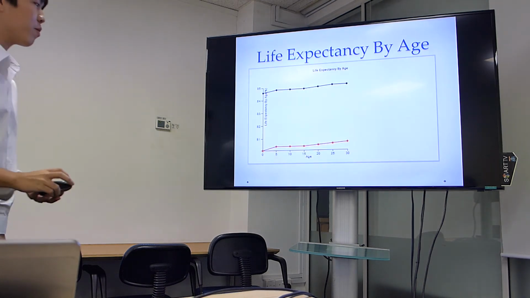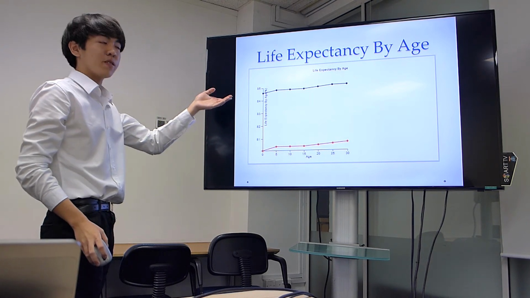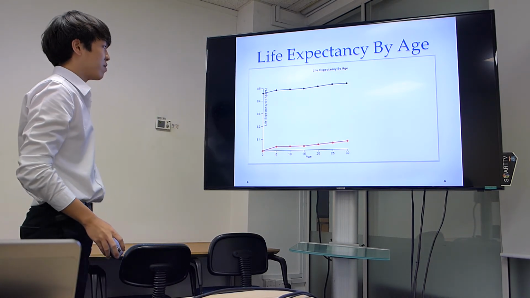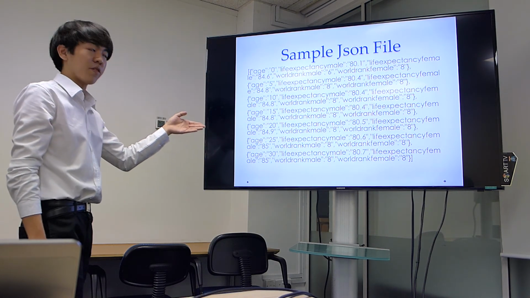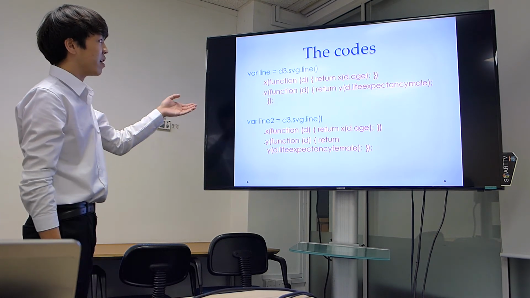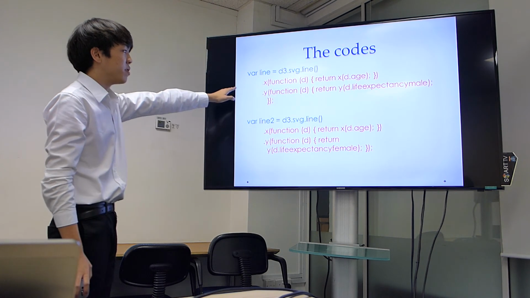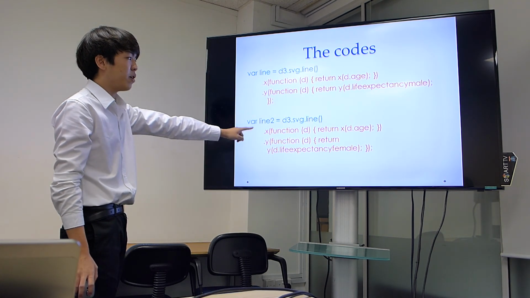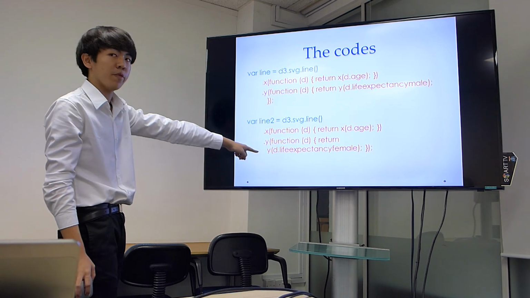Next, I will go through the workforce data. This is the first chart in the workforce page. It's the life expectancy by age, and this is a screenshot of how it looks. This is a sample JSON file that we use to create each of the graphs. For the code, as you see, there are two lines here. Each of these defines one line, and returns a different value as the Y function. One is male and one is female.